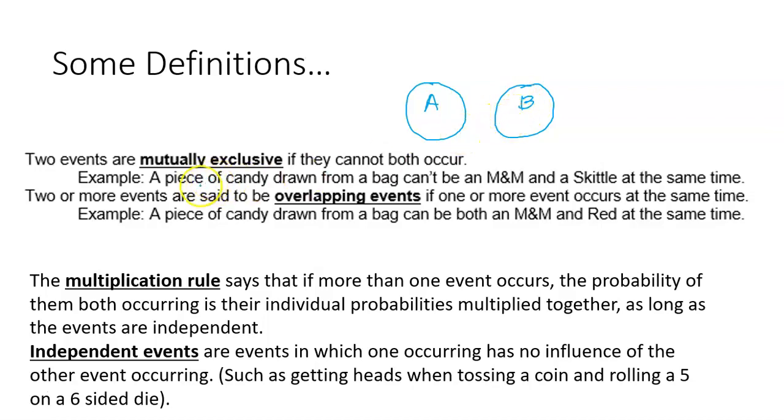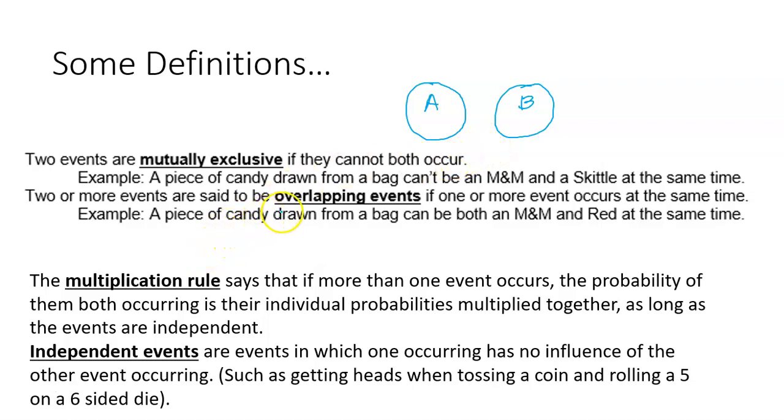For example, if I have a bag of candy and I'm drawing out a piece, the piece that I draw out can't be two different types of candy at the same time. Event A would be drawing out an M&M. Event B would be drawing out a Skittle. I can't get one piece of candy out of a bag and have it be both. So those would be mutually exclusive events.